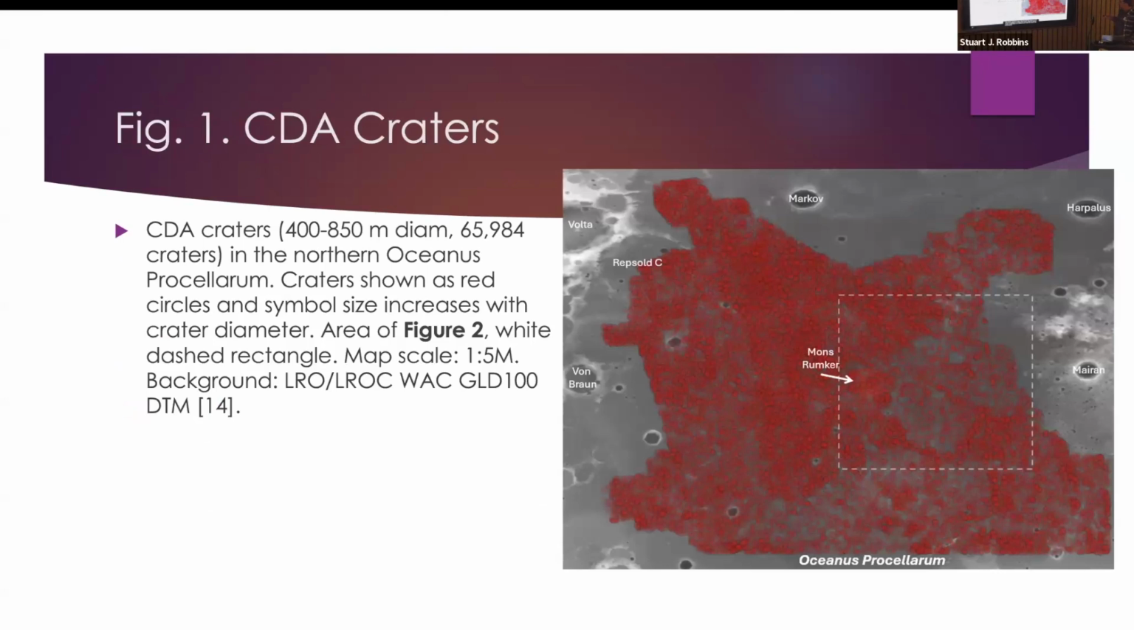So here's a sample of Northern Oceanus Procellarum. This is showing part of the data set from 400 to 850 meters. It's about 66,000 craters, all shown in red. Right away, we can see a variation in densities at these diameter ranges. We're going to focus on the white box coming up in figure 2. This is overlaid on the WAC DTM data.